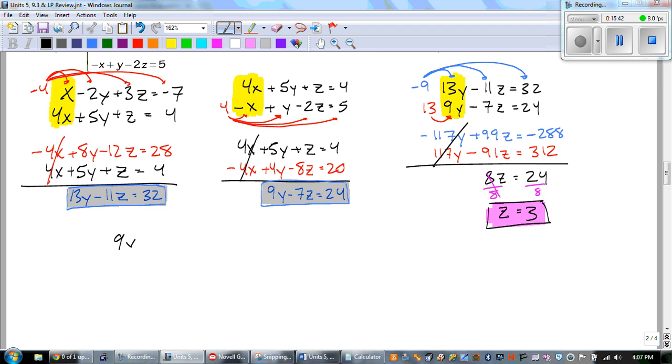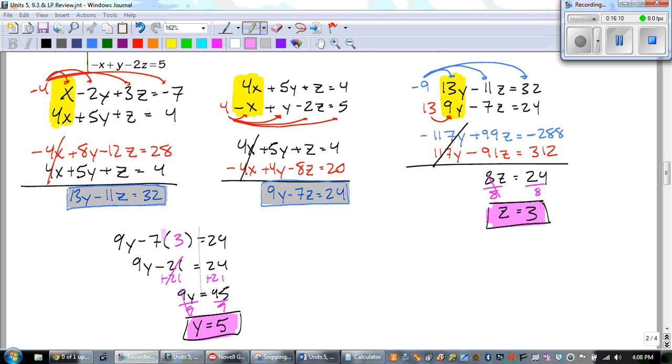So we have 9y minus 7 times z equals 24. And I'm going to plug in 3. Okay? So why don't you guys pause the video and tell me what y is. Good luck. Okay, so when you did this, 7 times 3 is 21. You add 21 to both sides to get 45, and dividing by 9, we get y equals 5.